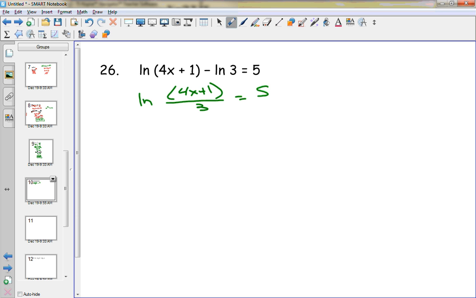So now what do I do? Go with what Alec had done earlier. Go with his gut. Get rid of the natural log. How do you do that? Write it as an exponential. So how do I write this as exponential? What is the base? E. So this is going to be e to the fifth is equal to (4x plus 1) over 3.